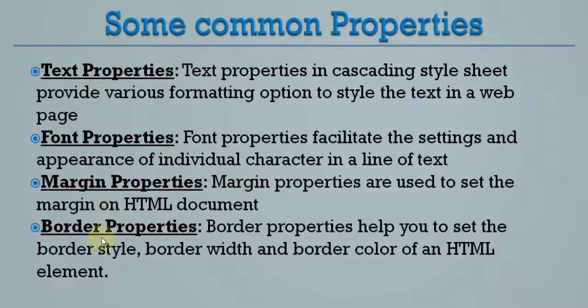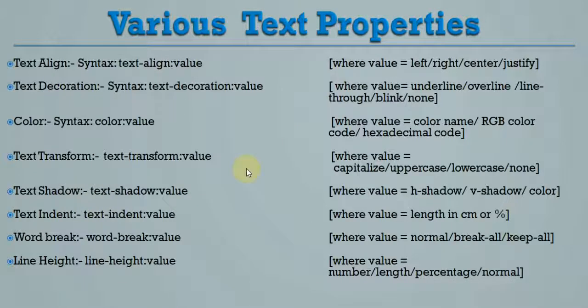Okay, next, that is the border properties. Border properties help you to set the border style, border color, border width. Means with the help of border properties you can set a border or line around your text in different types, in different styles. Okay, let us learn about these types of properties in a brief way. Here, some various text properties are written that we will use in our coding portion.